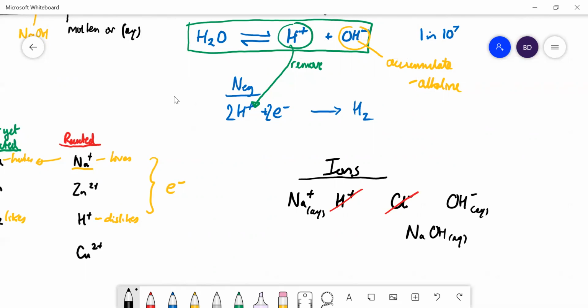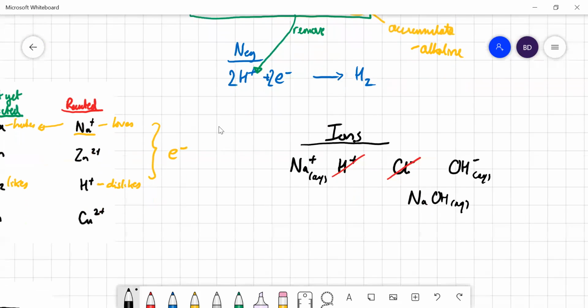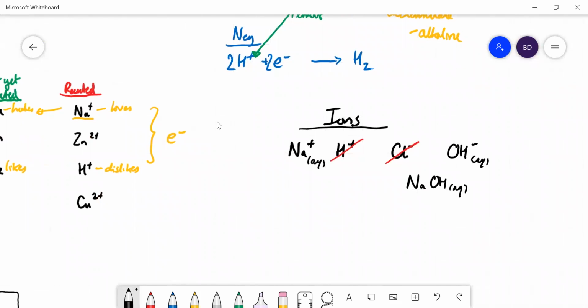So that's what happens during the electrolysis of sodium chloride solution. Just to summarize, at the positive electrode we get chlorine, at the negative electrode we get hydrogen, and left over we get sodium hydroxide solution.